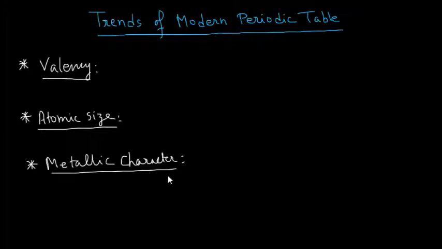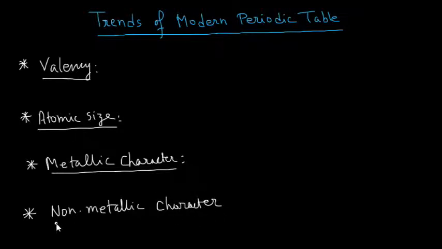Now non-metallic character. So what is non-metallic character? Non-metallic character means tendency of gaining electron. Non-metals are electronegative, as they tend to form bond by gaining electrons. Non-metals occupy the right side of the periodic table.